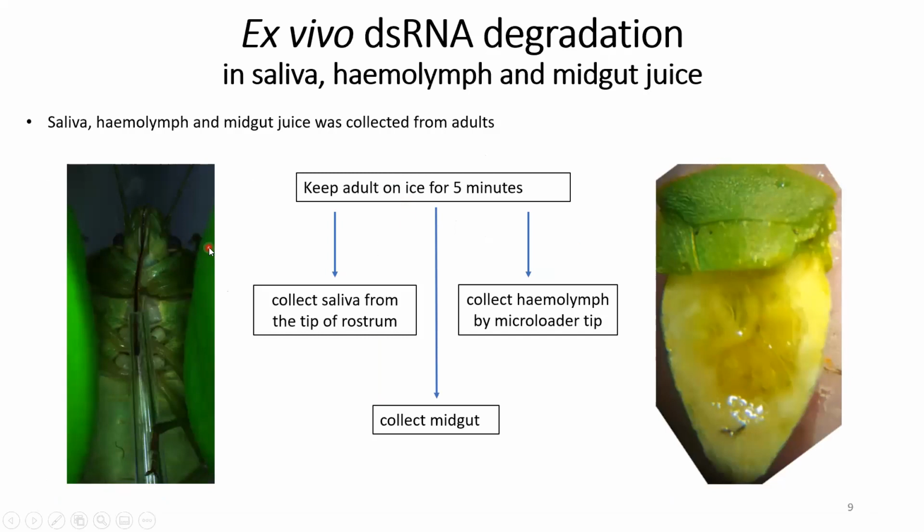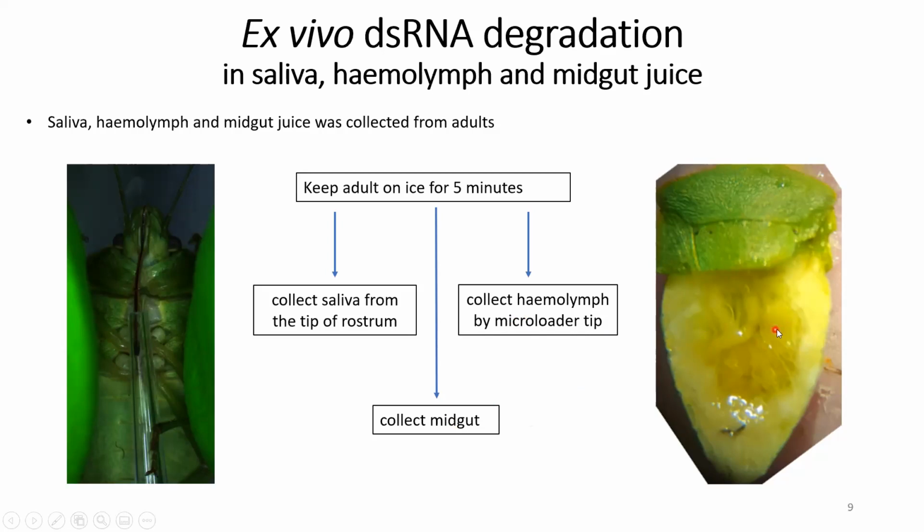Here is how we collected the different body fluids: saliva, hemolymph, and midgut juice. In this figure, you can see that the rostrum, the mouthparts, is inserted into the pipette tip, so the saliva was directly collected from the rostrum tip, and the midgut juice and the hemolymph were directly collected from the abdominal cavity after dissection of the insect.